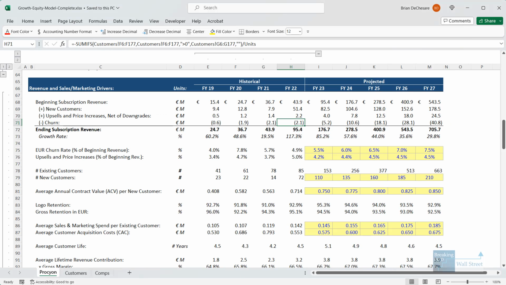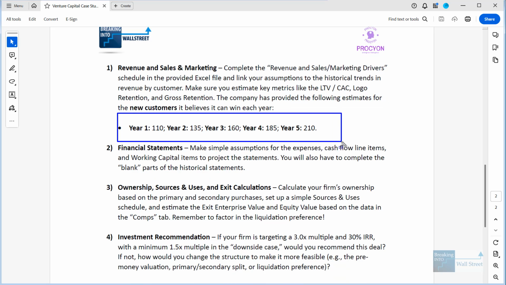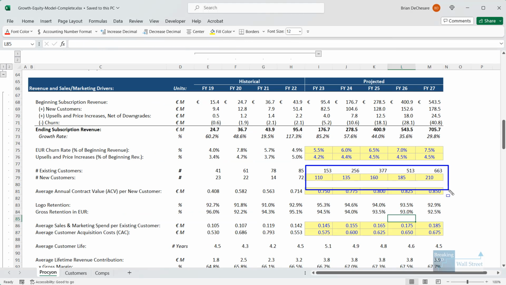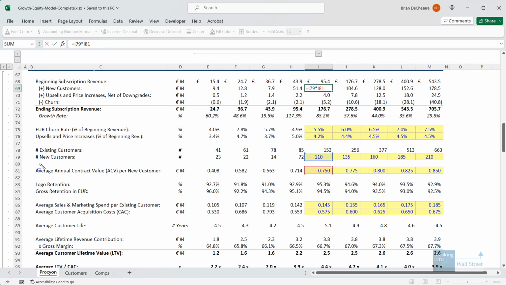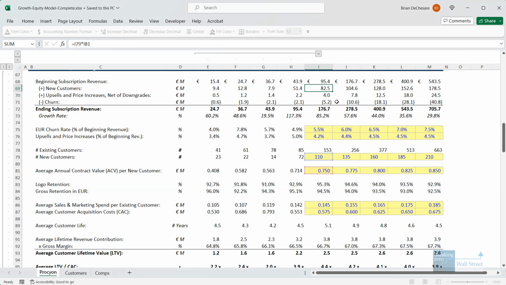Now, the case study document here is very helpful because on page 2, they tell us the number of new customers to expect in each year. So we can go into Excel and just plug this in right here for the number of new customers. And then we can calculate the average annual contract value per new customer and get to the revenue from new customers like that. We can calculate the price increases based on a % of the beginning revenue from subscriptions in this year. We can also calculate the churn based on that.